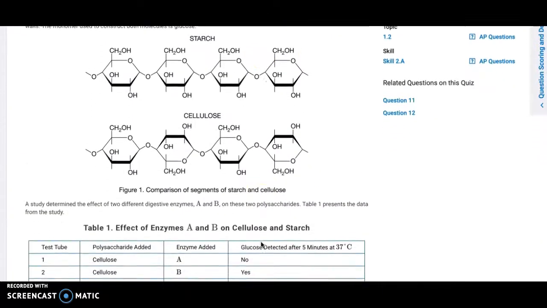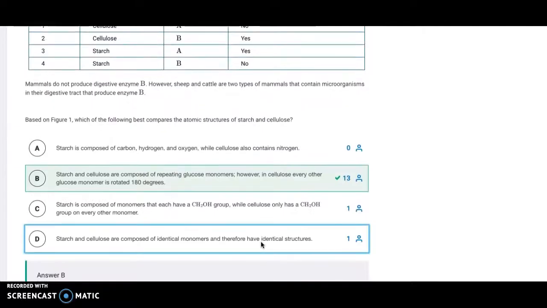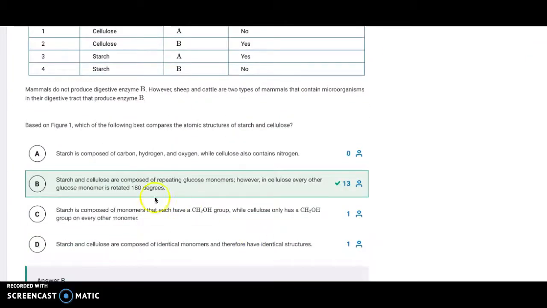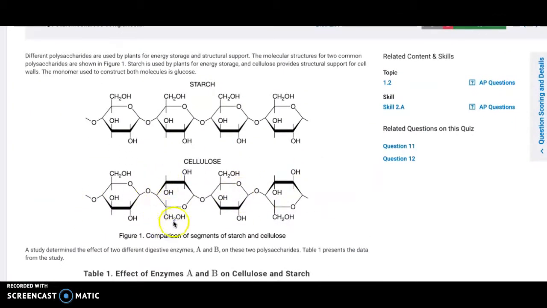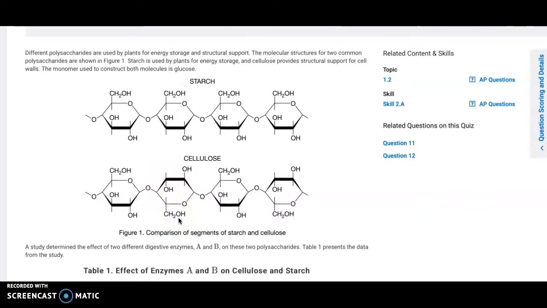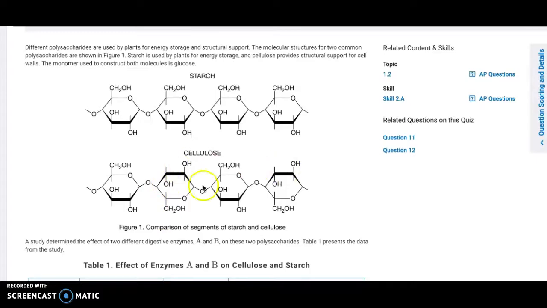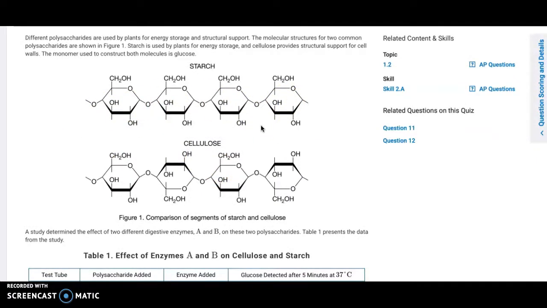Okay, so next we have a question about starch and cellulose. It looks like most of you did pretty well on this one. The question is about starch and cellulose that's repeating glucose monomers, something you should understand, but that in cellulose every other glucose monomer is rotated 180 degrees, and though in every other way they're the same, that rotation completely changes the behavior of those molecules. Cellulose is what makes up wood. Humans can't digest cellulose. Starch is what you find in a potato or rice, and we can digest that very easily. But in every other way, it's identical.